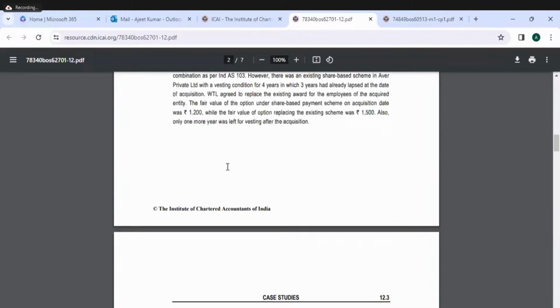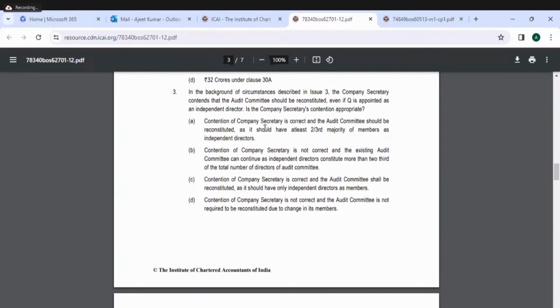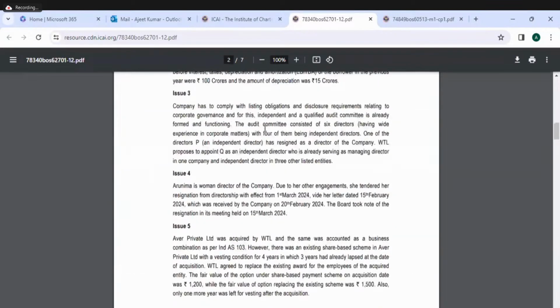Let's start. If we read this MCQ, which is your MCQ number 3: in the background of circumstances described in issue 3, the company secretary contends that the audit committee should be reconstituted even if Q is appointed as independent director. So in order to understand the issue, we have to read issue 3 of our study material, case study.